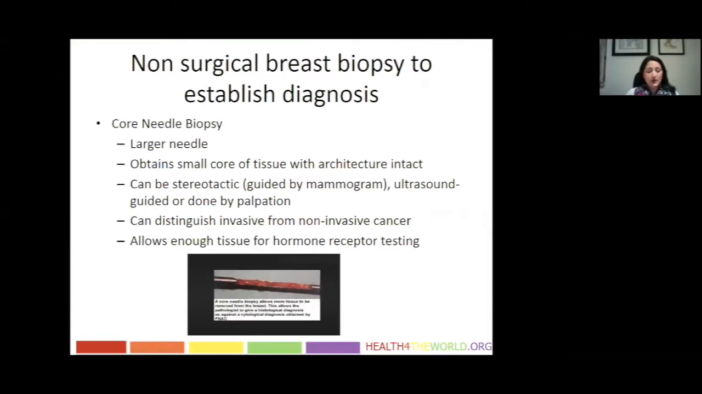A core needle biopsy is the preferred diagnostic approach. The larger bore, hollow needle is able to remove enough tissue so that the architecture remains intact. This allows for the distinction of invasive versus non-invasive disease and can also allow for hormone receptor testing as well as other prognostics.